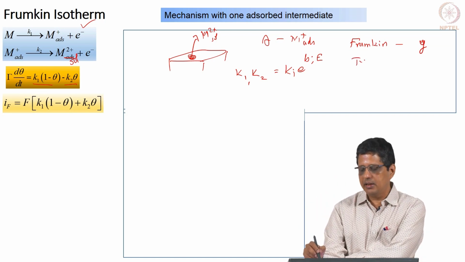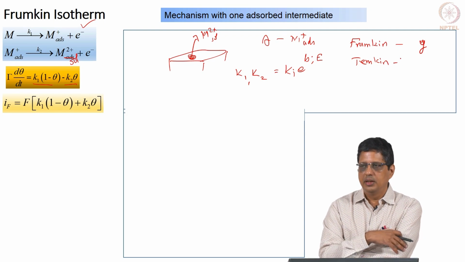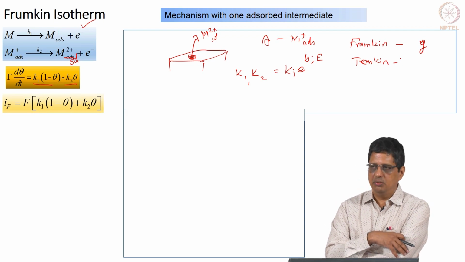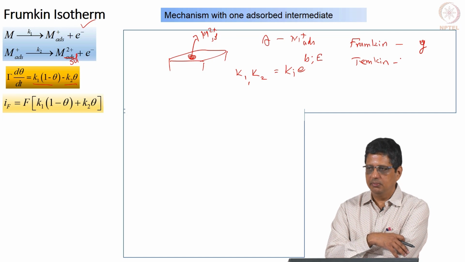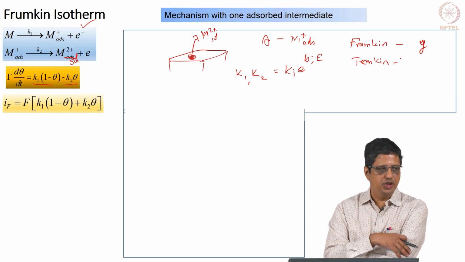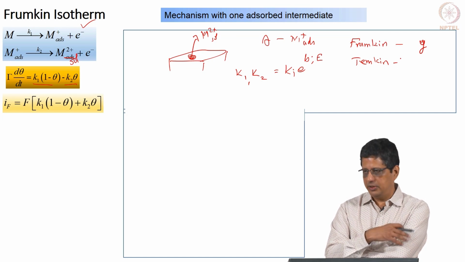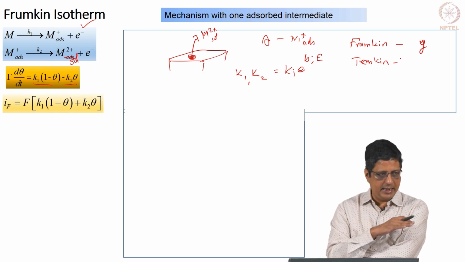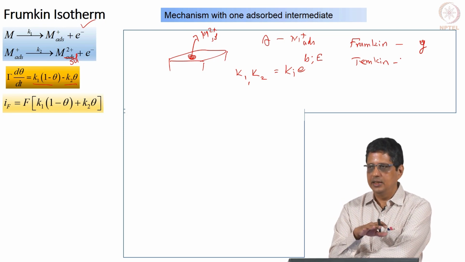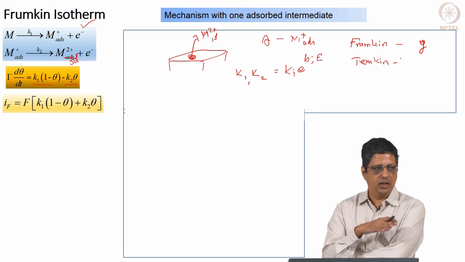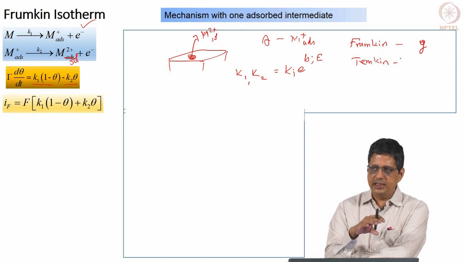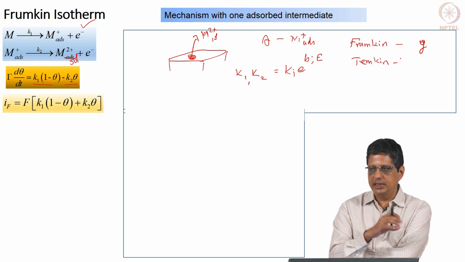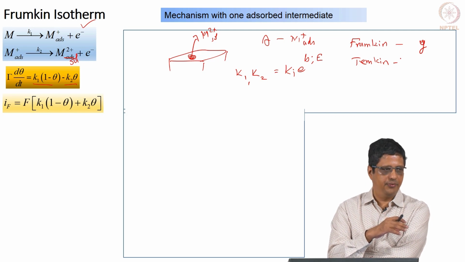There are actually many other isotherm models. Another model is called Temkin isotherm. Temkin isotherm assumes there is no interaction between the species, but the sites that are available on the surface are not uniform, they are not identical. Some sites are more favorable for adsorption, some sites are less favorable for adsorption.